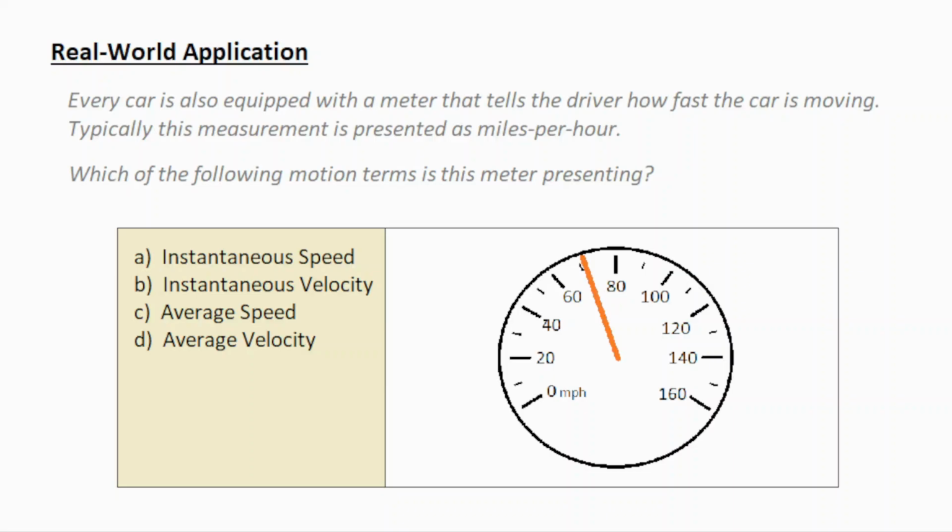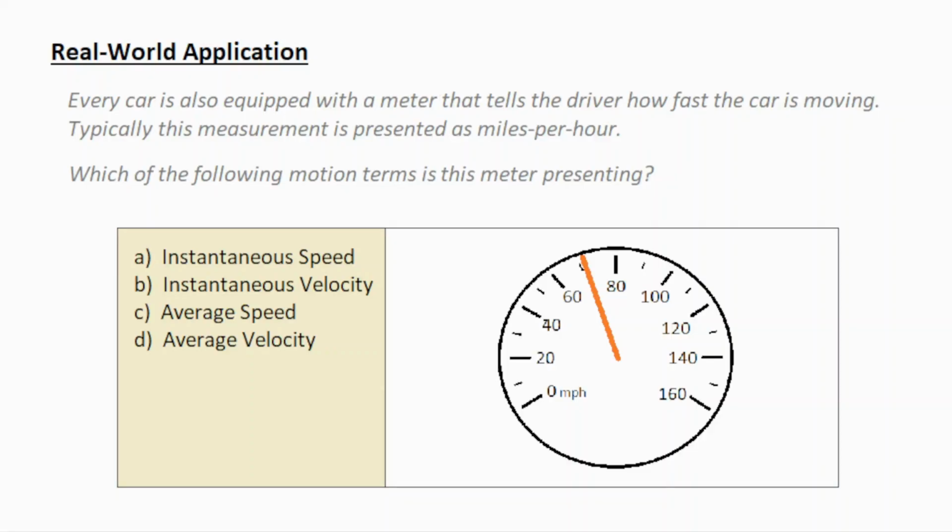Let's look at another real-world application. Every car is also equipped with a meter that tells the driver how fast the car is moving, and typically this is presented in the units of miles per hour. So which of the following motion terms is this meter presenting?